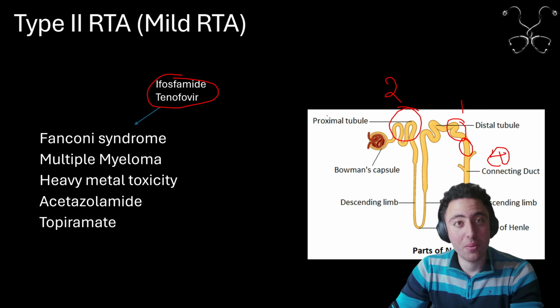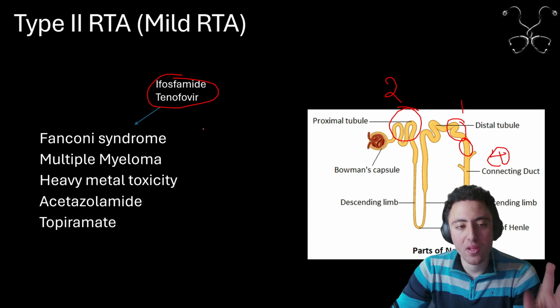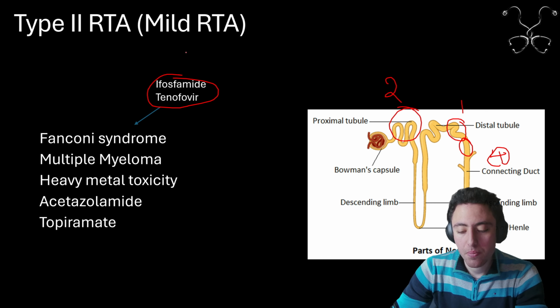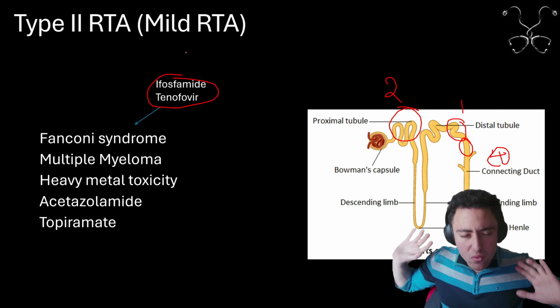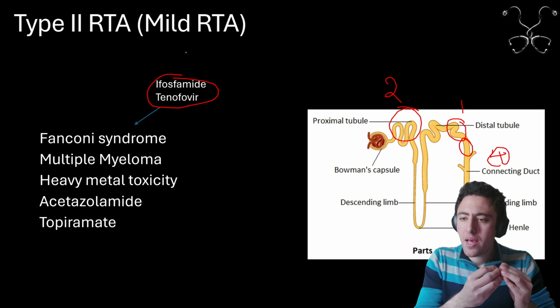So they cannot reabsorb bicarbonate. That's what we just discussed, okay? So this is how Fanconi syndrome can cause type 2 RTA, all right? Think very slowly here. Don't really focus on the symptoms and signs of RTA. Let's just focus on the details, right?